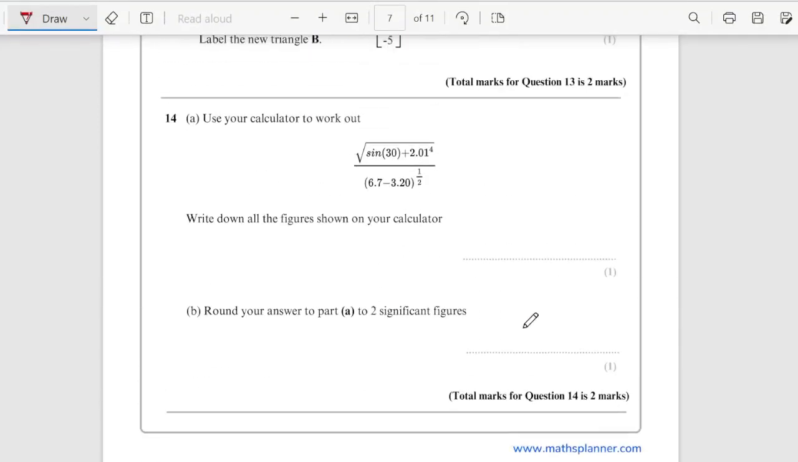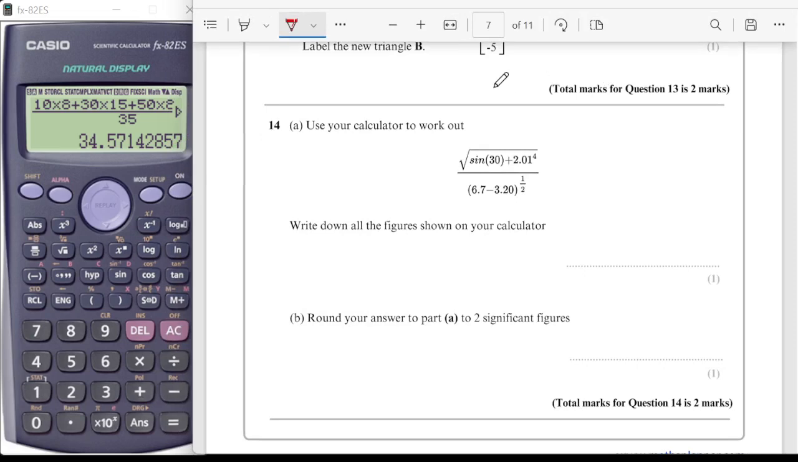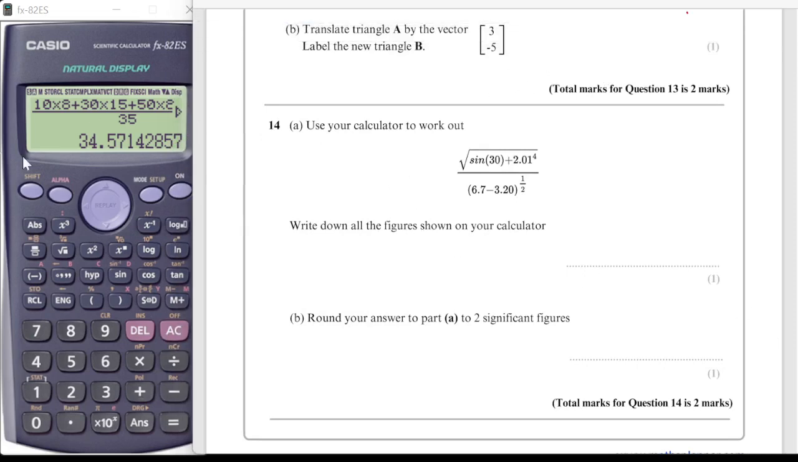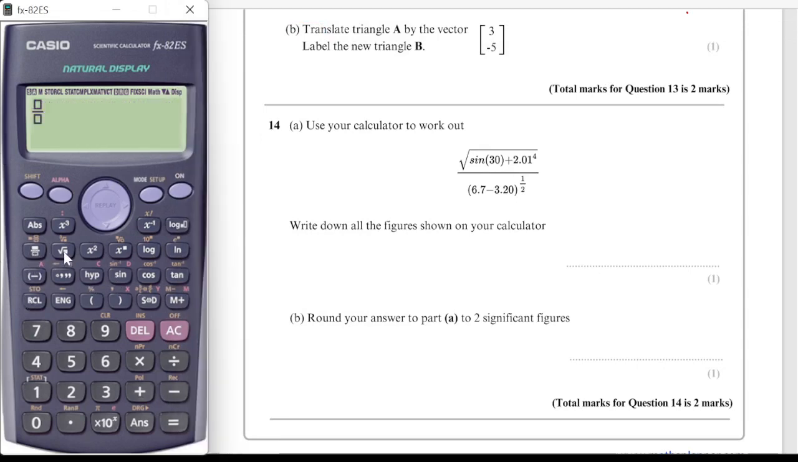And question 14, use your calculator to work out the square root of sine. So I'm obviously going to need my calculator for this. And I'm just going to type it in exactly as it appears. So fraction button, square root, and into the square root, I'm going to write sine 30, close bracket, plus 2.01 to the power 4. And then my denominator becomes, so use my replay buttons to move to the denominator, open bracket 6.7 minus 3.2, close bracket, and I want that to the power of a half. So I could put 0.5, but I'm going to actually put it in as a fraction, just to show that the calculator can do that, and I can type it in exactly as it appears.